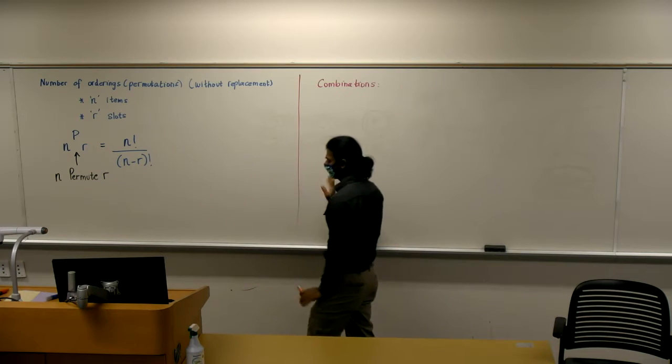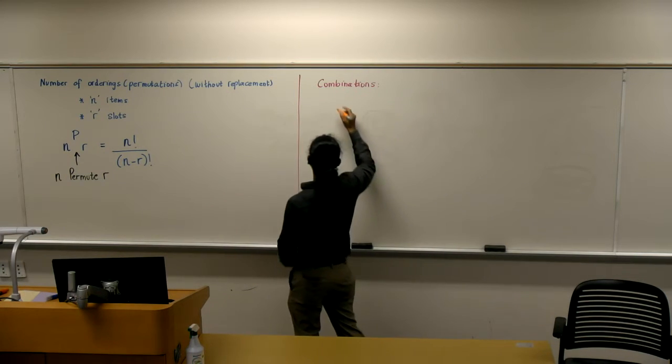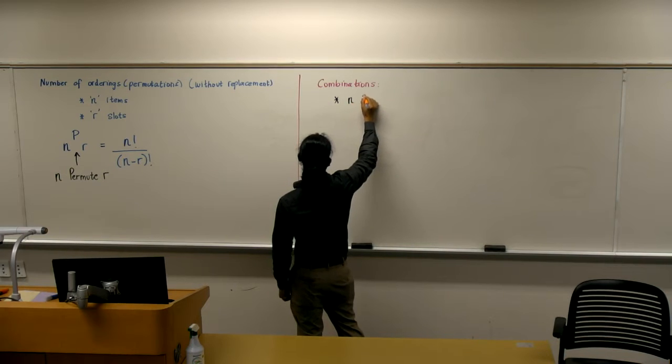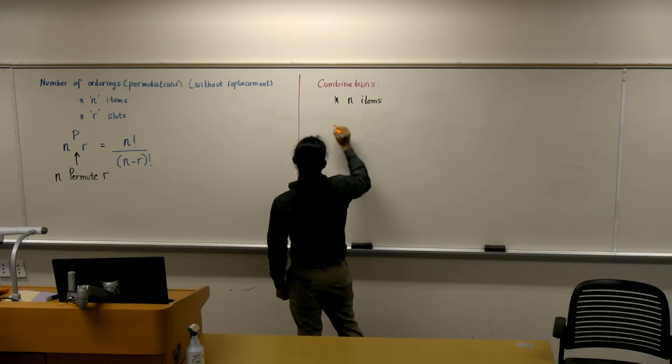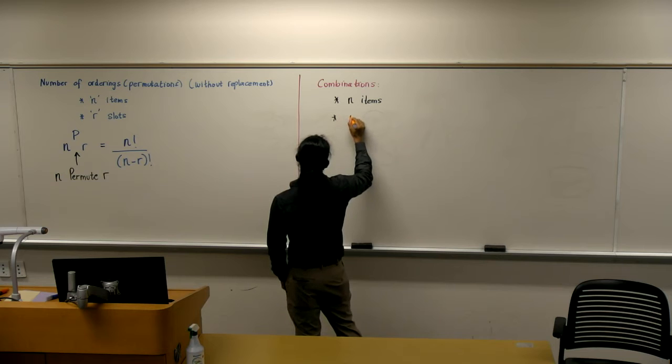Lastly, we have combinations. So you have n items, and you have to choose r.